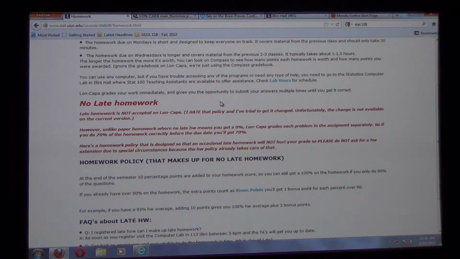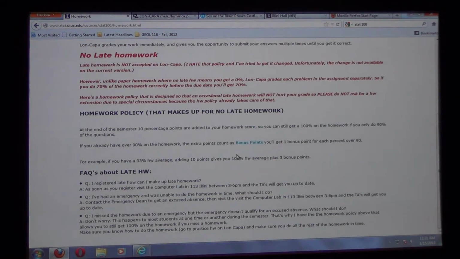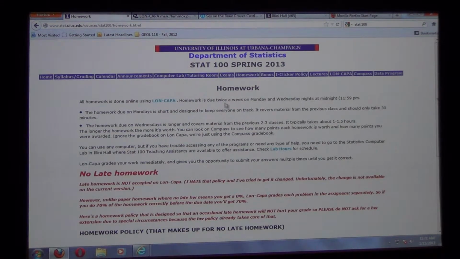I try to make the policies take care of these things. So you get to drop, I give you extra, you can read it, but I think you'll be happy with the policy. I don't want to waste time, but you can go through it and you can read this. All right, now what else?